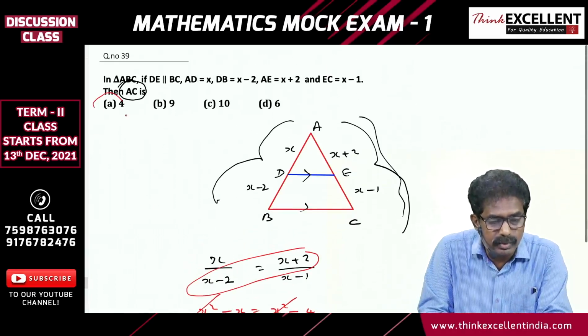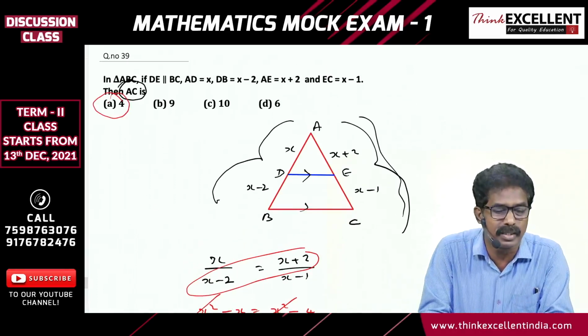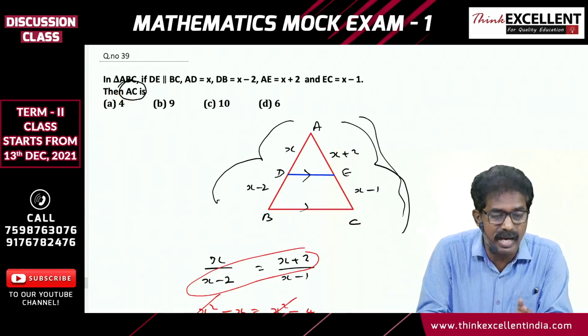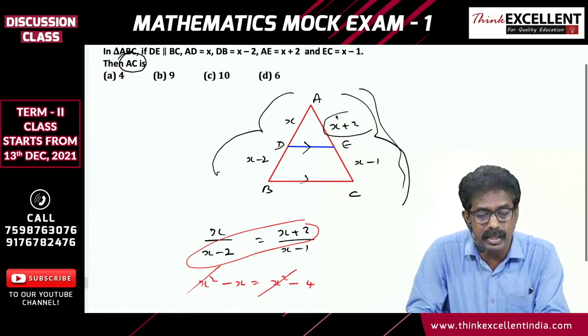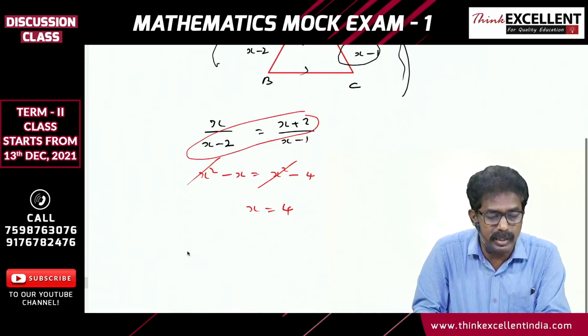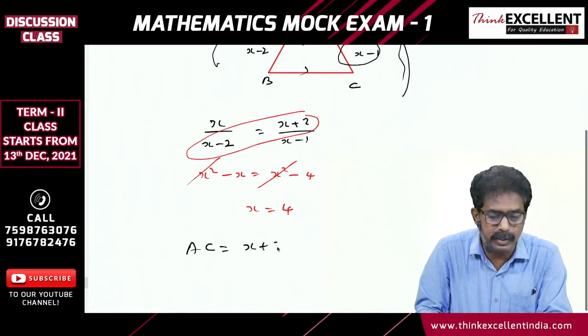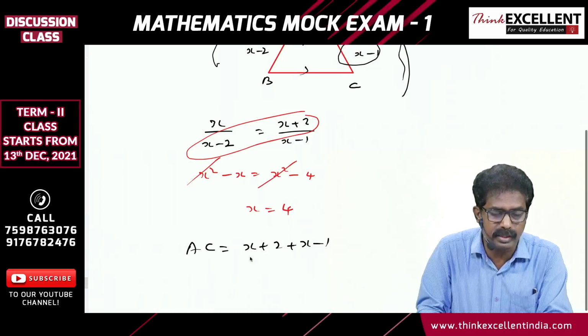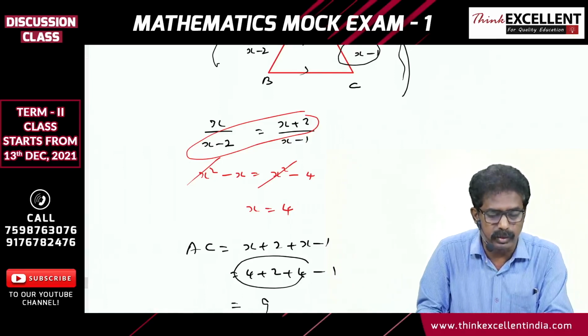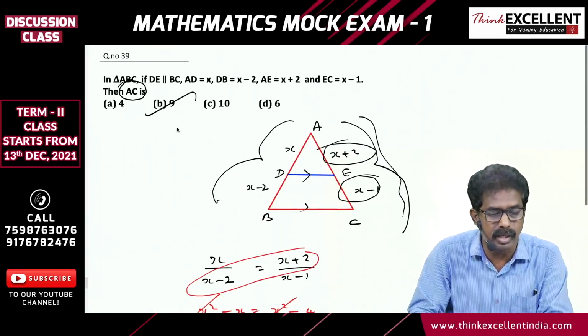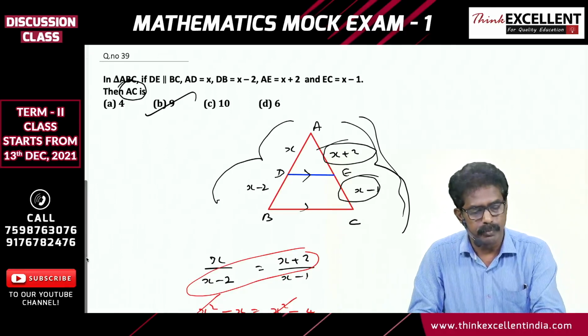Normally they give an option like this. But they didn't ask you to find the x value. They asked to find what? AC. AC means the full length, x + 2 plus x - 1, you have to add it. For x, you give 4. 4 plus 2 plus 4 minus 1, 10 minus 1. So 9 is your answer. That is option number B.